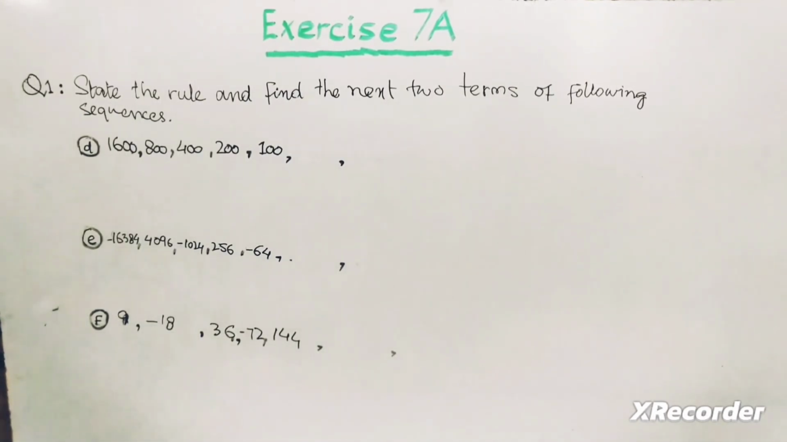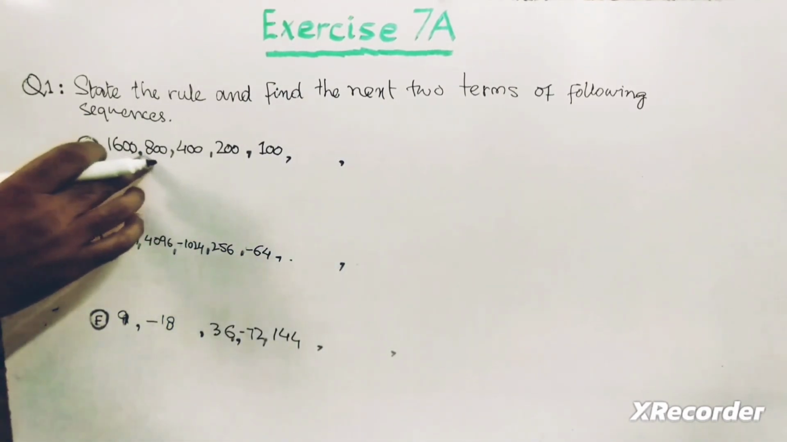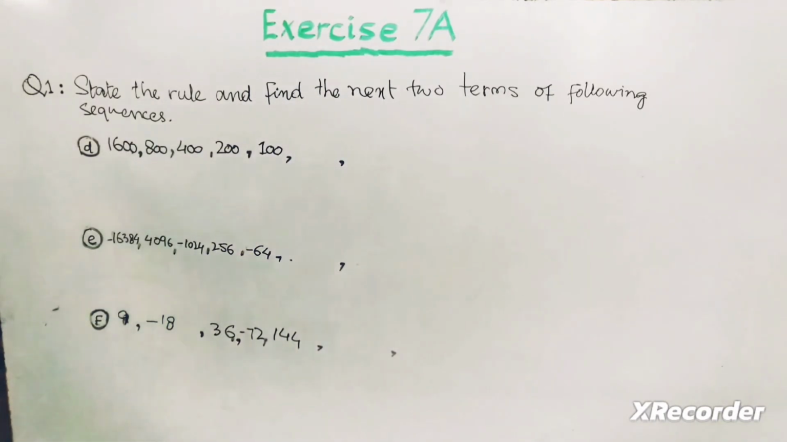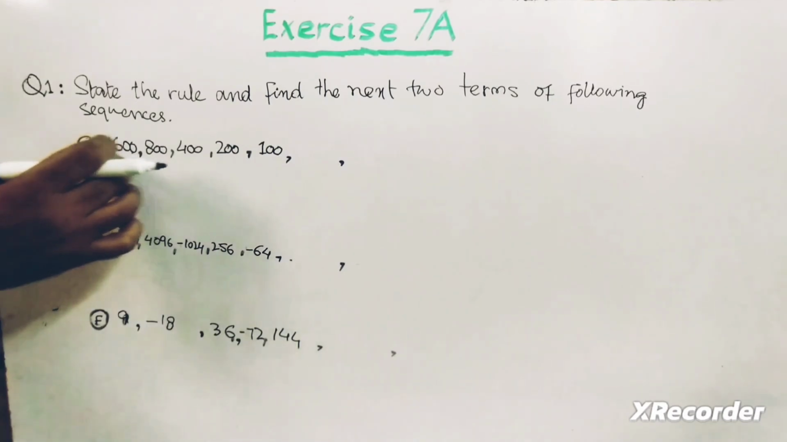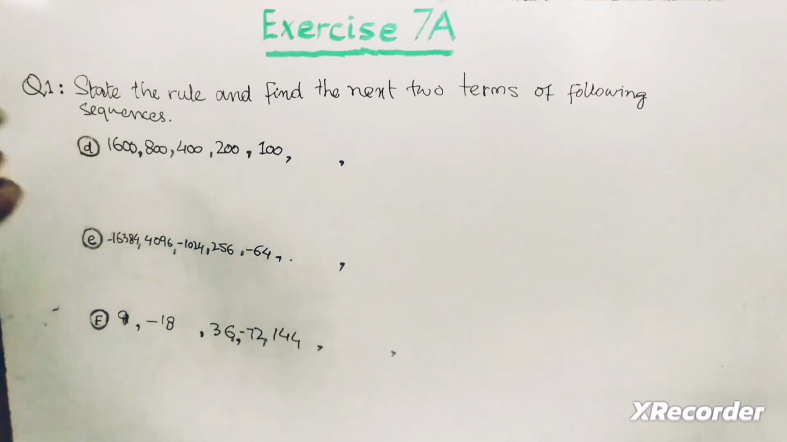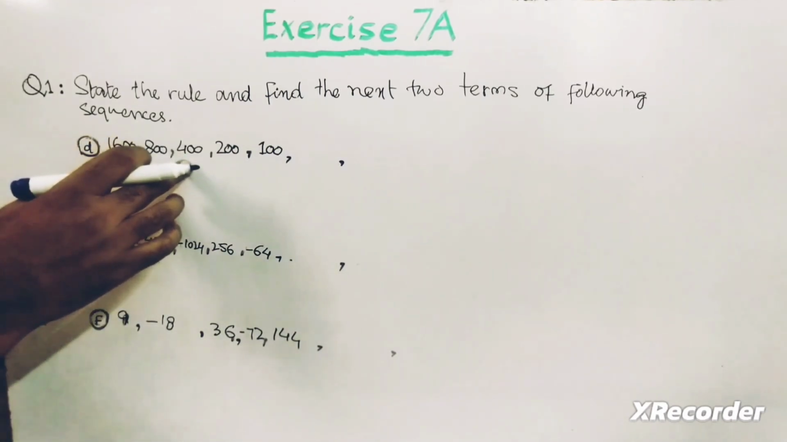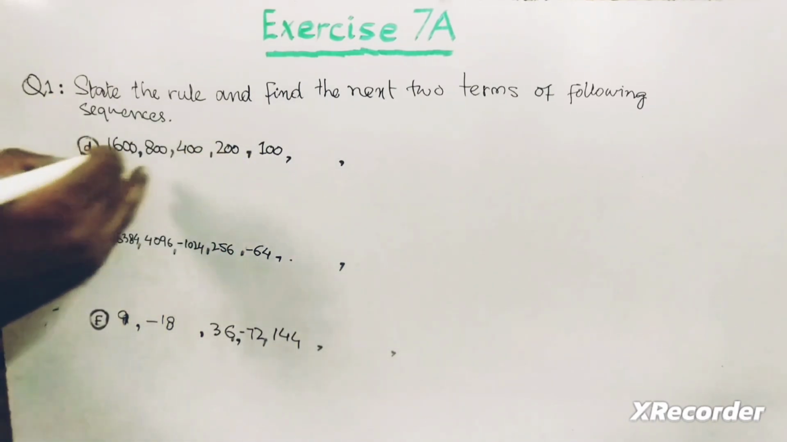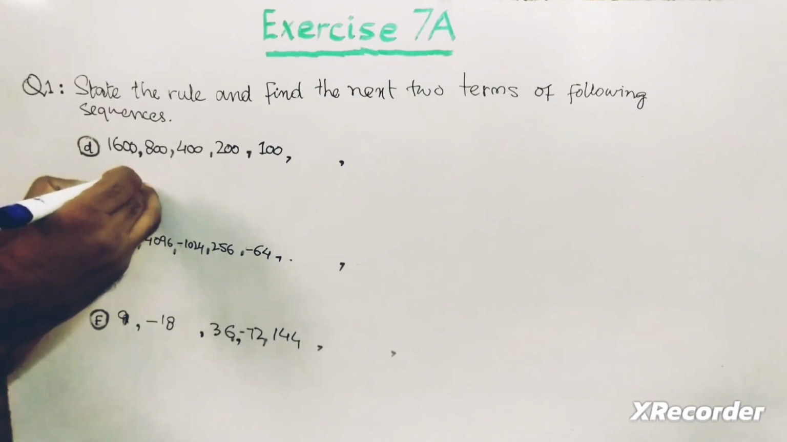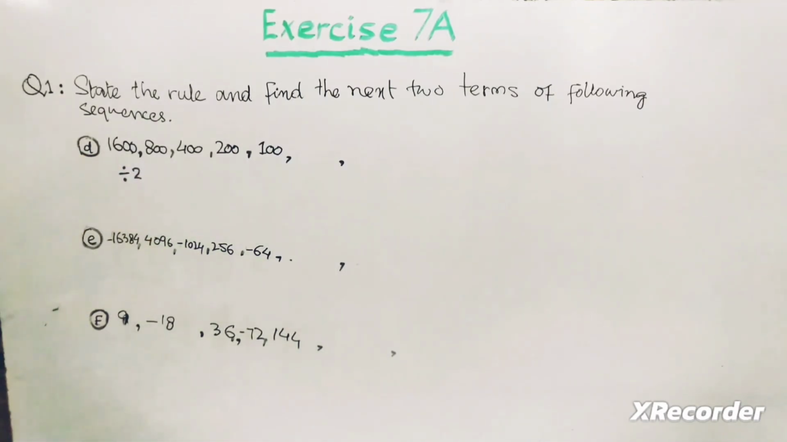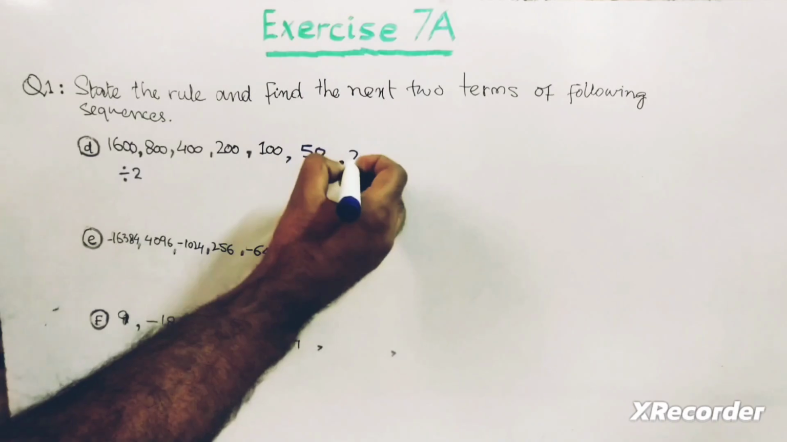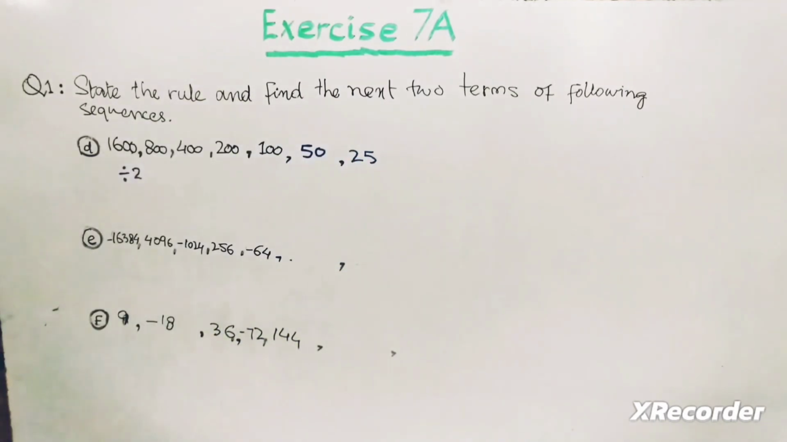Now moving toward part D, the first 5 terms are 1600, 800, 400, 200, 100, and we have to find the last two terms. So look closely, 1600 is the first term, the second term is 800, that is exactly half of the first term. 400 is half of 800, 200 is half of 400, 100 is half of 200. So the rule is simple, the next term is the previous term divided by 2. Now what is half of 100? That is 50. And what is half of 50? It is 25, and these are the two required last terms.